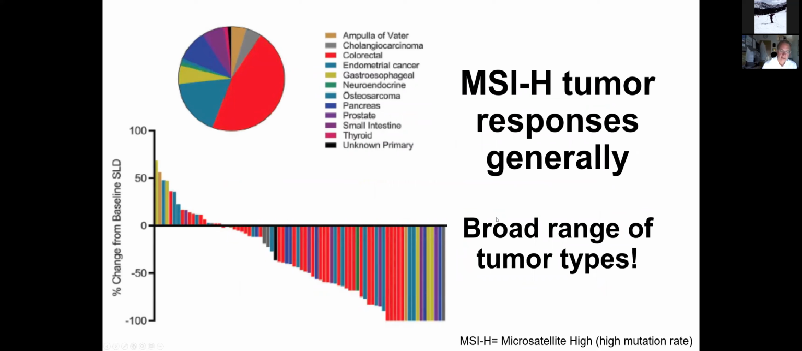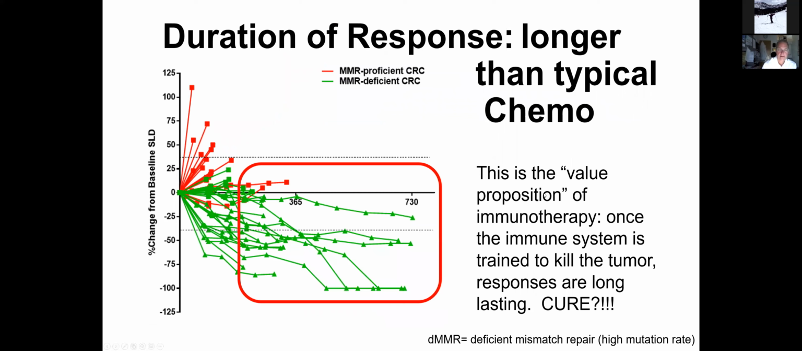And not only is this true in colon, if you have deficient mismatch repair, it's also called microsatellite high or unstable. Across many different tumor types, sure, colon is one of the most common ones, same with endometrial here, but in all of these different tumor types, you actually get these really nice responses. And the duration of response can be quite long.